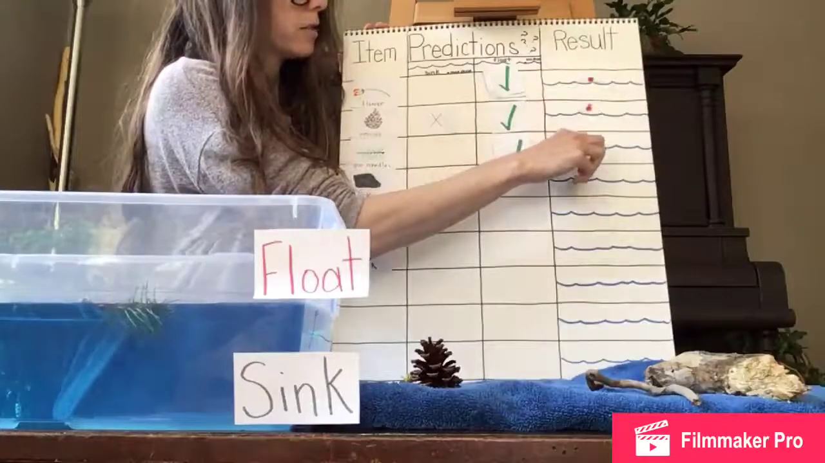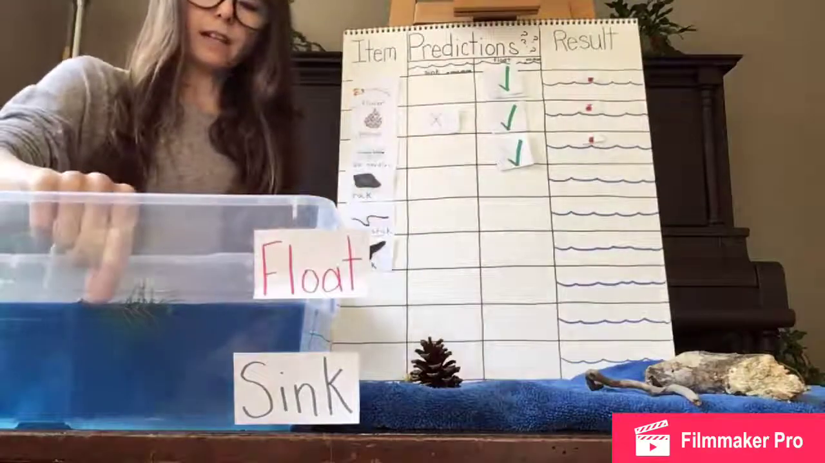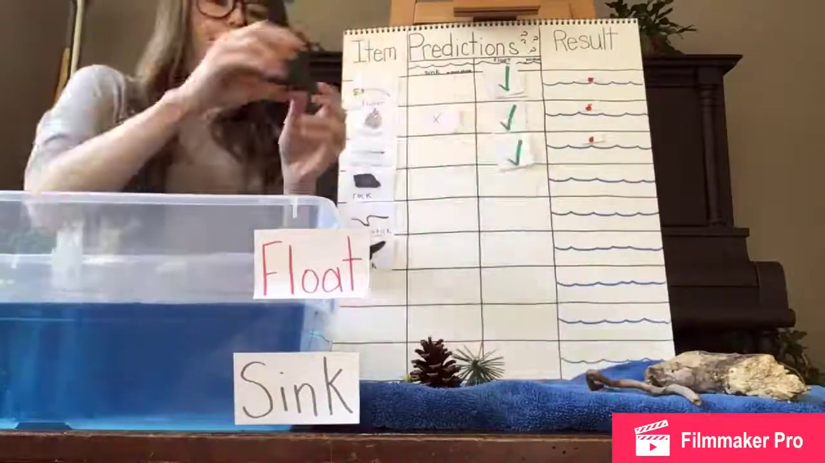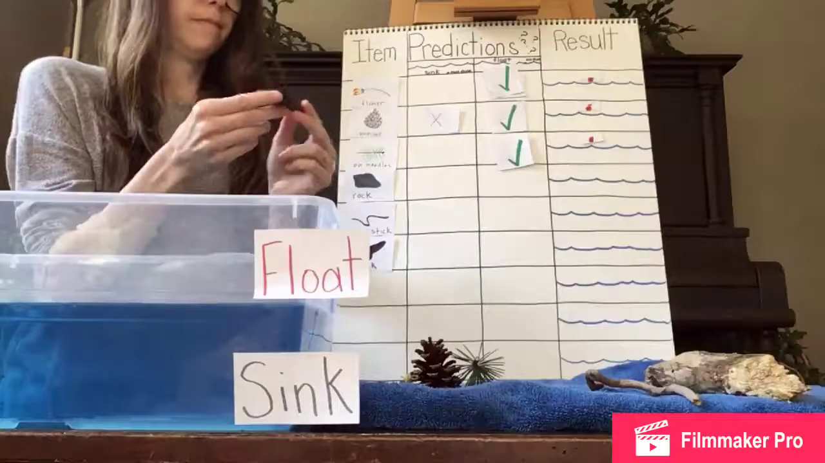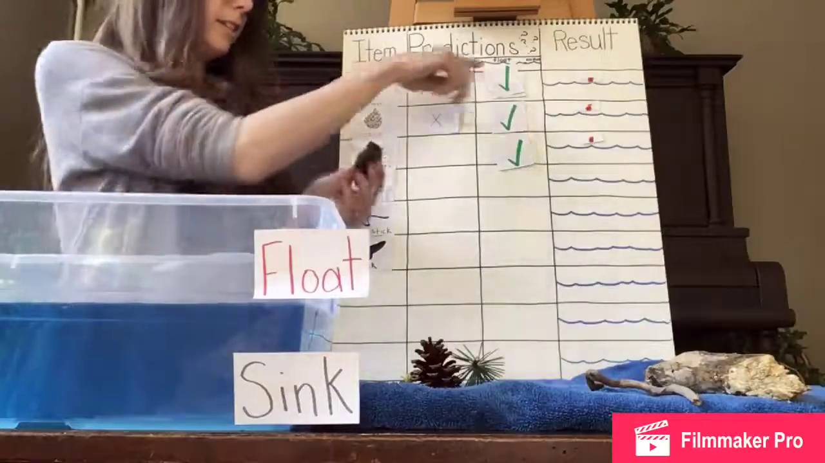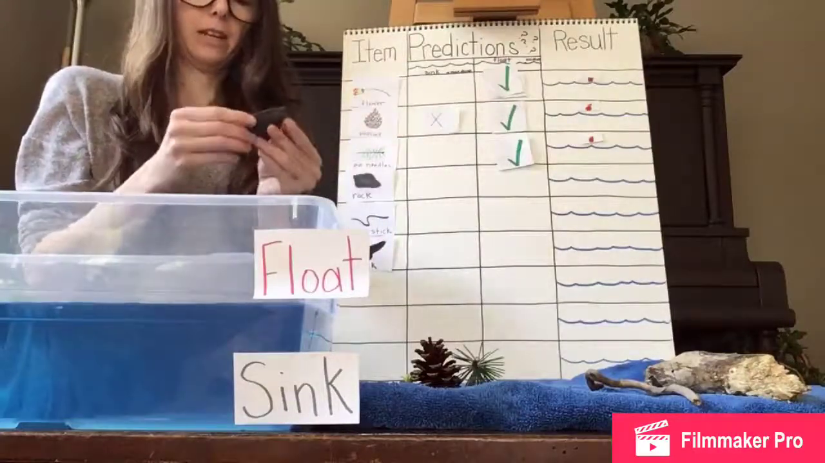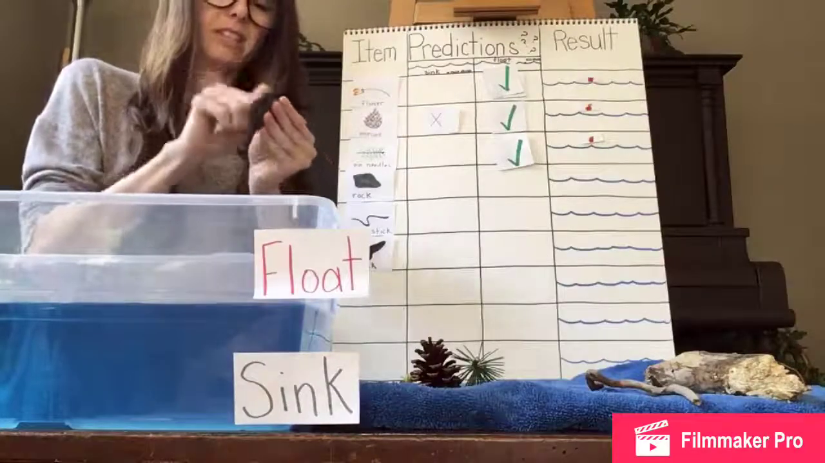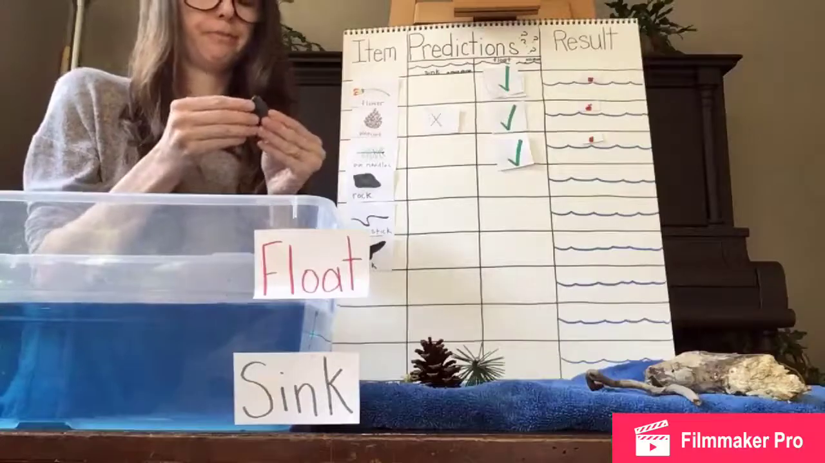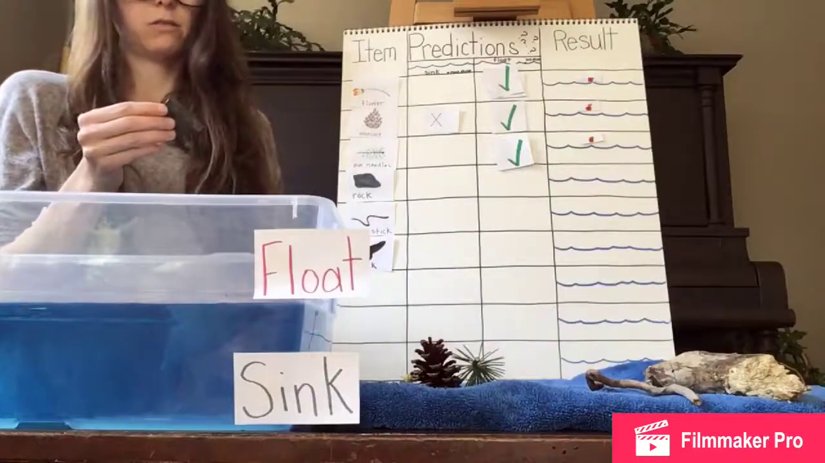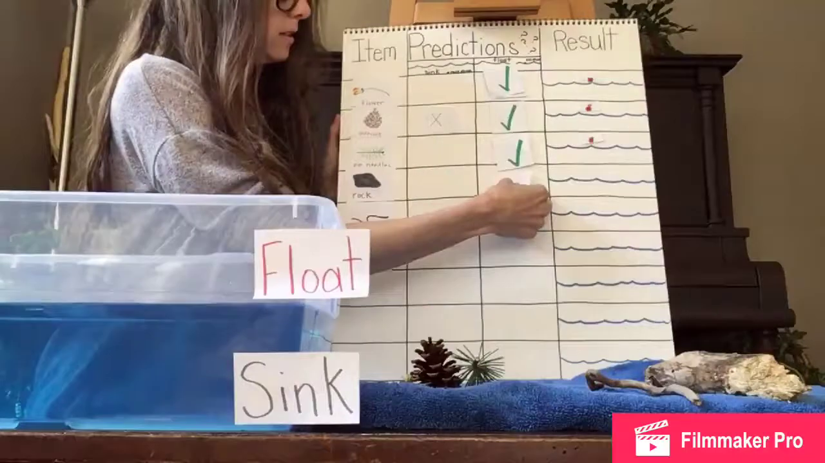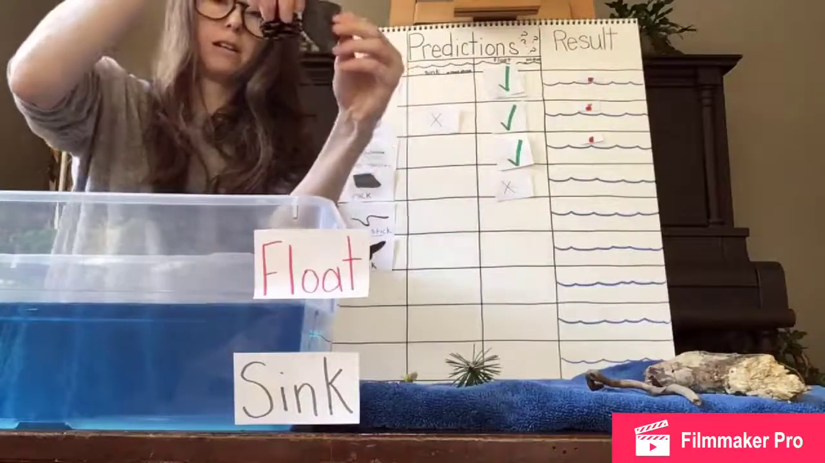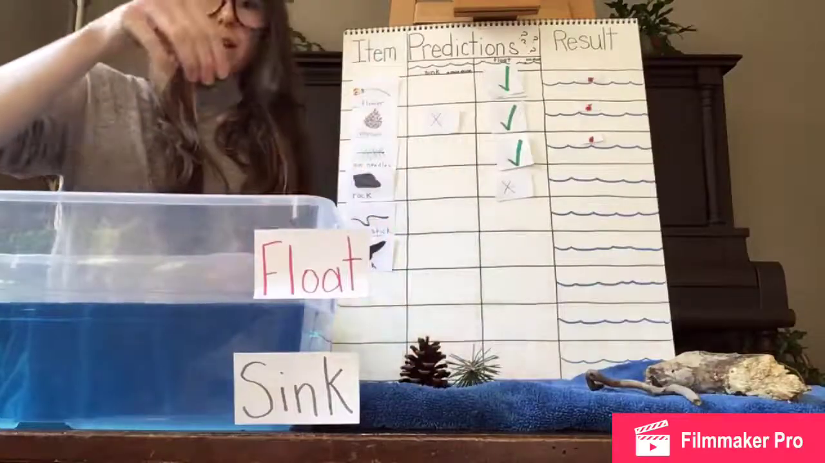Float, float, float. Is everything going to float in nature? Let's find out. Next we have a rock. So far, a lot of things have floated. And this is kind of small. It's really solid. I wonder. I'm going to guess it's going to float, because it's the same size as this one, right? We'll have to see. Ready?